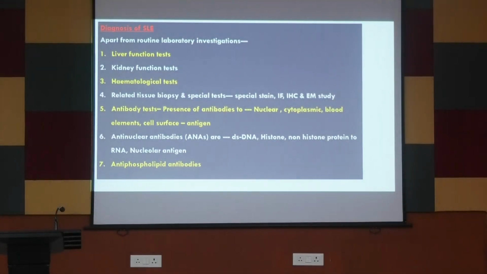For diagnosis, other than these things, you have to know the liver function test, kidney function test and hematological tests, as this is a systemic disease. Then the antibody test, for antibodies against nuclear, cytoplasmic and blood elements. The physician will write the anti-nuclear antibody (ANA) test: dsDNA, anti-histone, anti-RNA protein, nuclear antigen, antiphospholipid antigen. These are the antibodies produced in this disease. Just remember the disease as an example of autoimmunity for oral purposes.